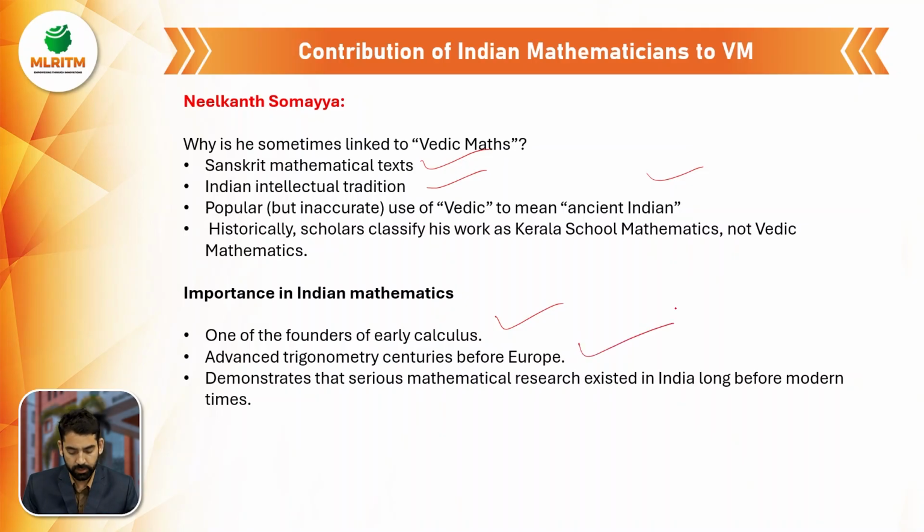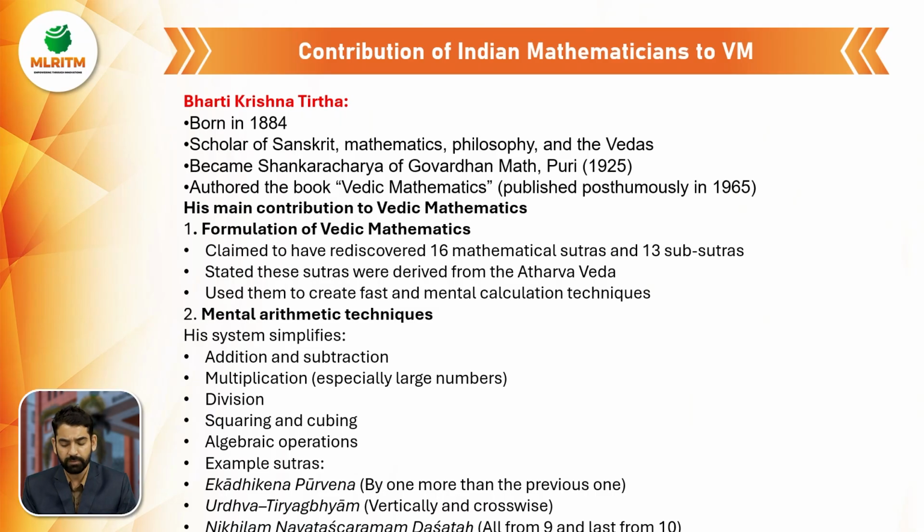he has contributed significantly in trigonometry in the previous centuries. So these are the mathematicians who have contributed in their own ways, and Bharati Krishna Tirtha ji later made use of those. He made use of those contributions and those teachings for the development of Vedic mathematics. So that is why these mathematicians are related to Vedic mathematics.